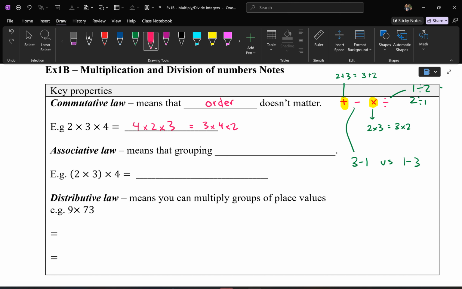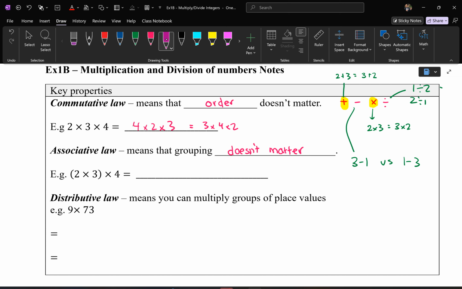Next one. Associative law. Associative law means that grouping doesn't matter. Now we've learnt BODMAS. There's an order of which comes first. Times and division come first, but brackets come even earlier than that. So with BODMAS, there are again 2 operations out of the 4 operations where grouping does not matter.